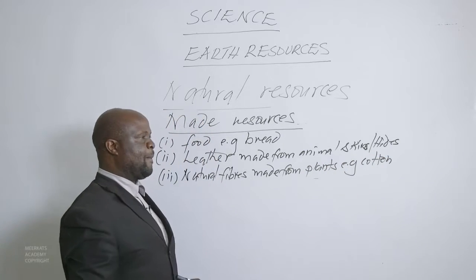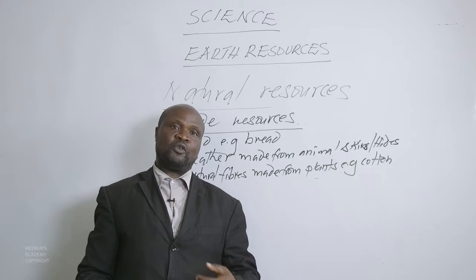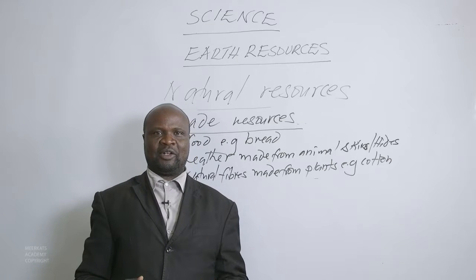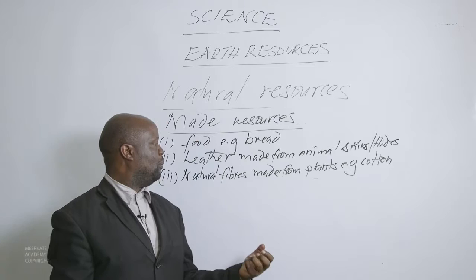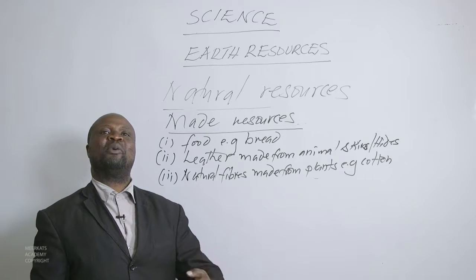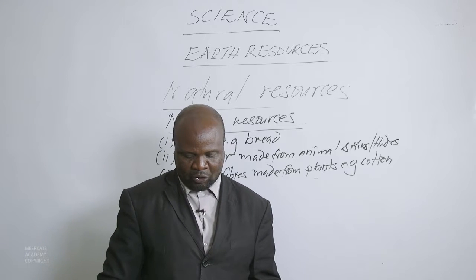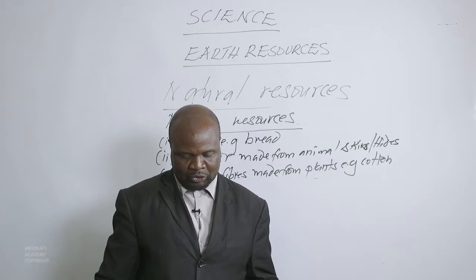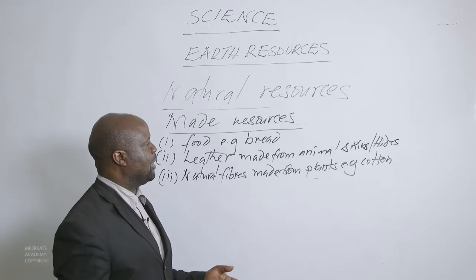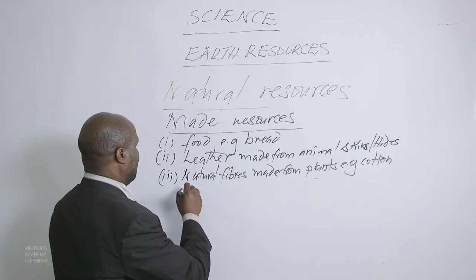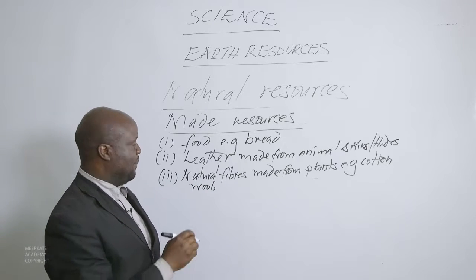Yes, cotton can be planted, but for you to get cloth from that cotton, it is now a made resource. From natural fibers you can extract cotton, and not only cotton, you can also get linen. And from animals you can get wool. It is a made resource.